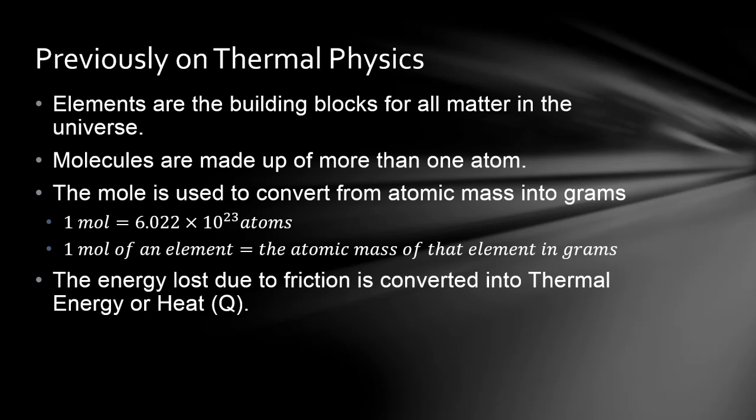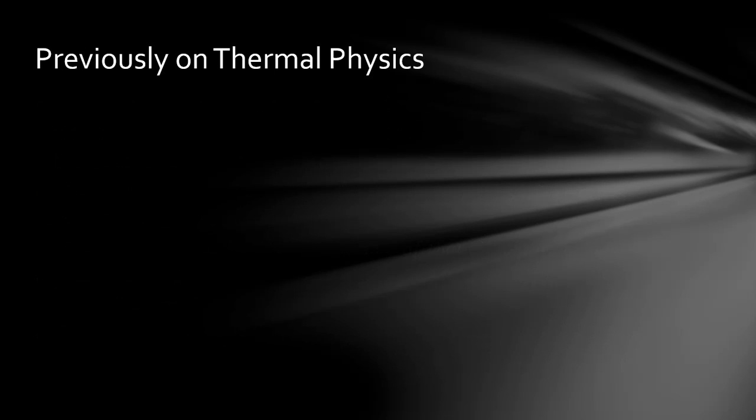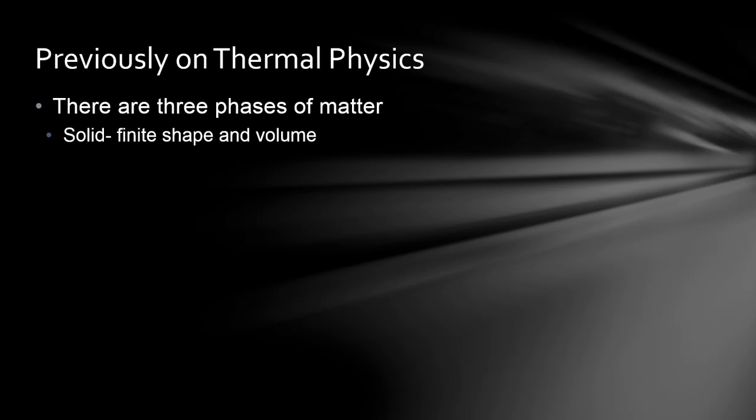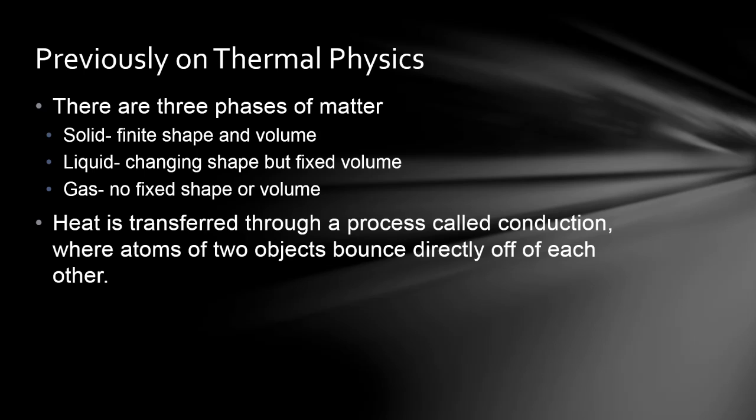The energy lost due to friction is converted into thermal energy, or heat, which is given by the variable capital Q. And temperature is measured by a thermometer and is in degrees Celsius, or Kelvin. There are 3 phases of matter: solids, which have a finite shape and volume; liquid, which has a changing shape but a fixed volume; and gas, that has no fixed shape or volume.